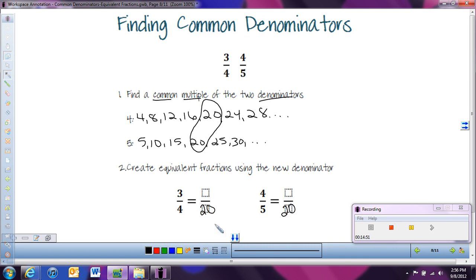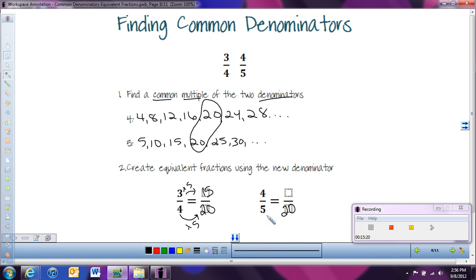This means that we could cut up a piece cut into 4 and a piece cut into 5, we could split them into 20 pieces and we'd end up having the same amount of each pizza covered. So now we're going to do just like we did before, to go from 4 to 20. How do I go from 4 to 20? 4 times what is 20? Times by 5, times by 5, and I'll get 15.